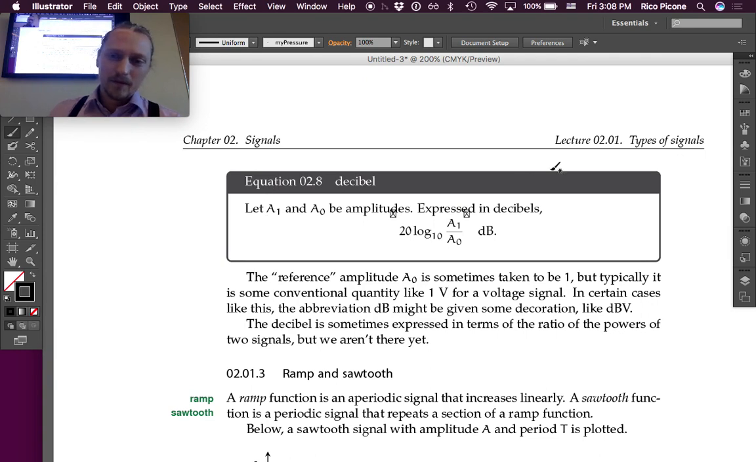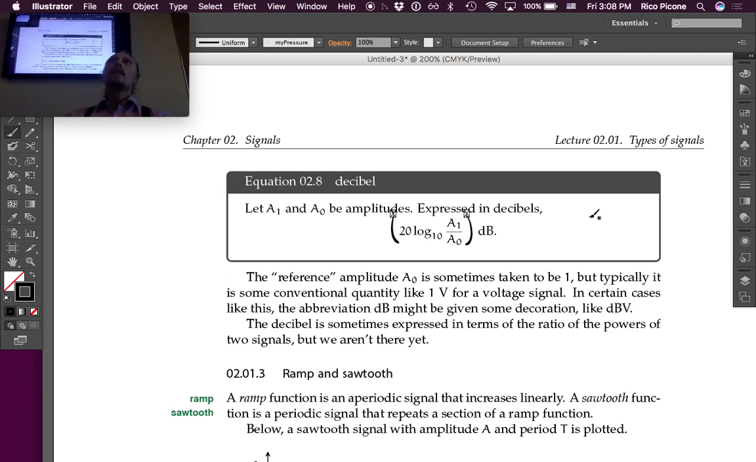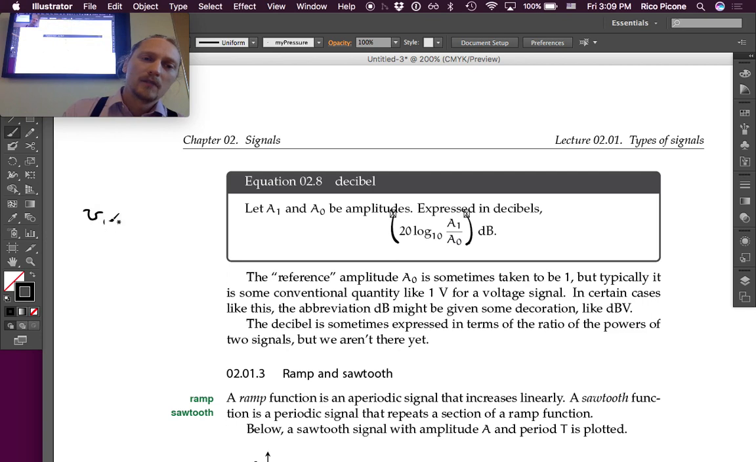So write that down. In any case, let A1 and A0 be regular amplitudes. Say they're voltages, like 5 volt sinusoids. So say you've got V1 equals A1 sine omega 1 t, and V2 equals A2 sine omega 2 t.